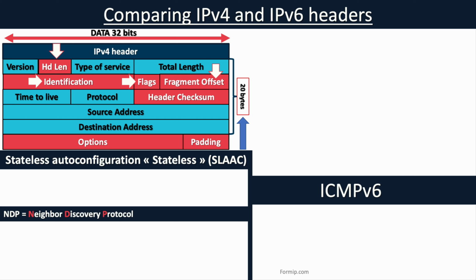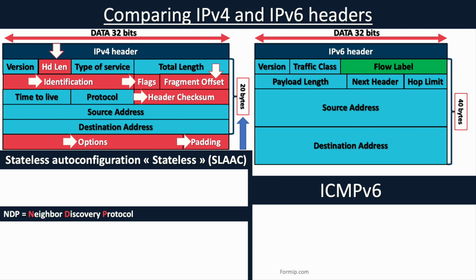The checksum field that detects transfer errors is removed because in IPv6, it is the data link layer that performs this check. And the options and padding fields are no longer useful in IPv6. As for the other fields, they are almost unchanged in IPv6. And here is the representation of an IPv6 header. Here, we can see that it fits on 40 bytes instead of 20 for IPv4.